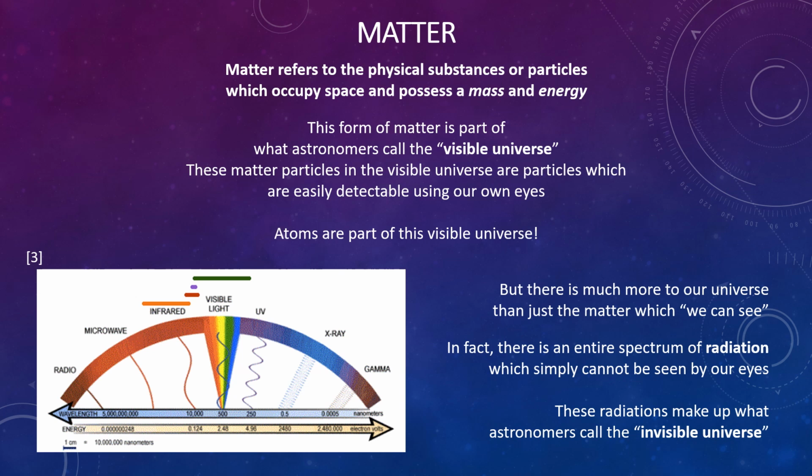So we'll start off with matter. Matter refers to the physical stuff or substances or particles which occupy space and possess a mass and have energy. Now, this may sound a little complex, because it's referring to things that we are still trying to define, because right now, we still haven't defined what is space and what is energy, but we will get to those.